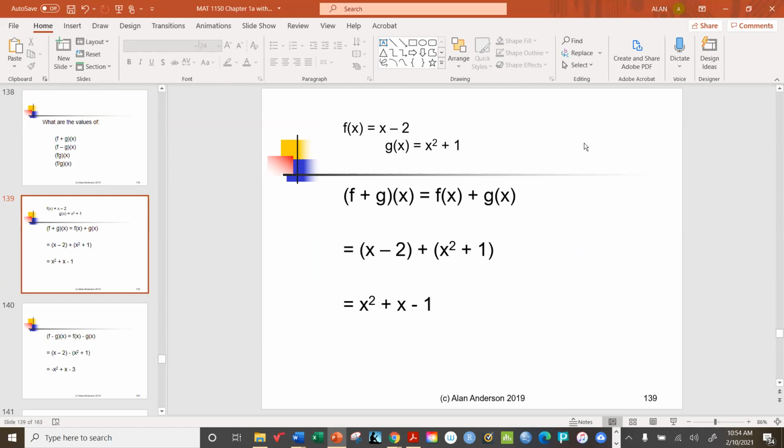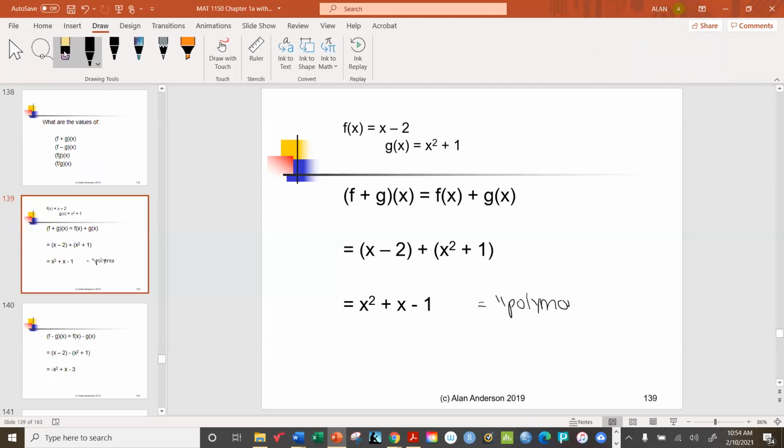And by the way, just by convention, whenever we have an expression like this, which is called a polynomial, which simply means many numbers, you'll notice that we write them in descending order of the exponent. And of course, here there's an implied 1. So we start with x squared plus x minus 1. This is the normal way of writing a polynomial. All right, well, that was a breeze.